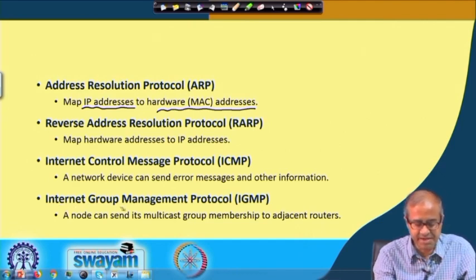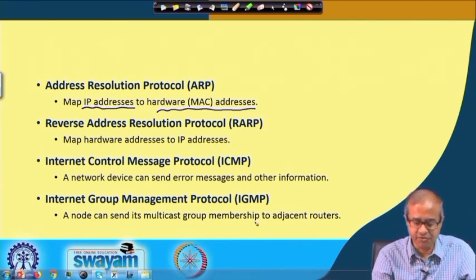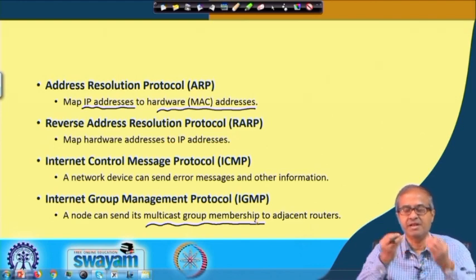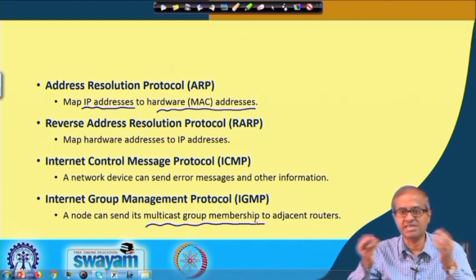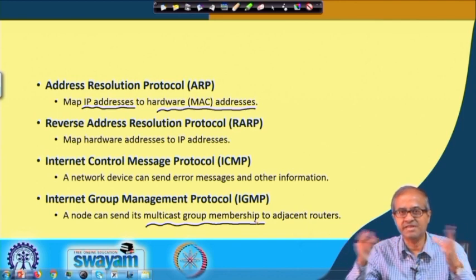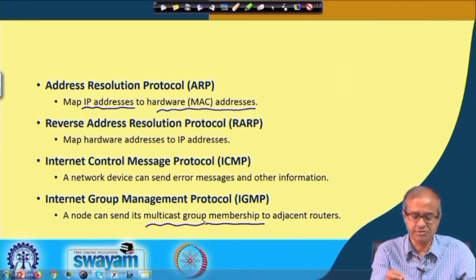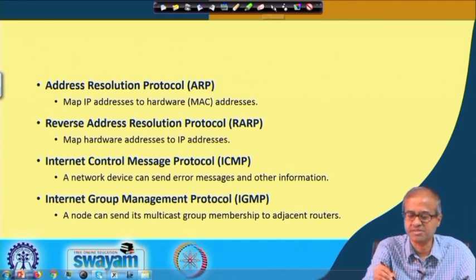And finally, Internet Group Management Protocol, IGMP. Here a node can communicate with its adjacent routers some information about its multicast group membership. Like whenever it wants to do some broadcast or multicast, selectively it wants to send data to some set of nodes, it can inform the routers that this is the kind of multicast groups that it wants to send data to or receive data from. So, these protocols are roughly used for these purposes.